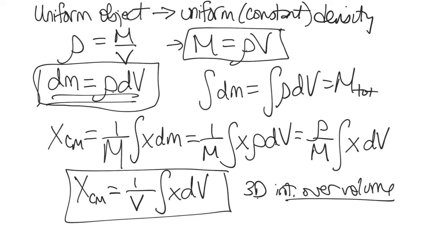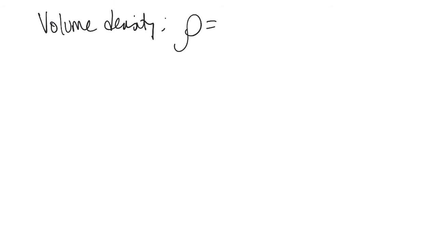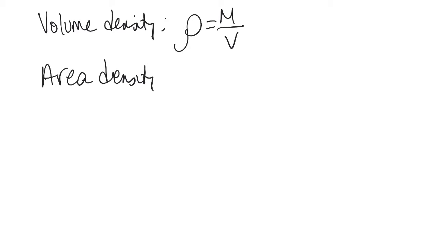If I just let you at this, you probably wouldn't know what to do. Maybe I'm wrong. But let's actually get a little bit more useful. To make something more useful, I need to introduce to you 3 kinds of density. One is the one that you're used to, volume density, and that's rho is m over v. There are also things called area density and linear density.